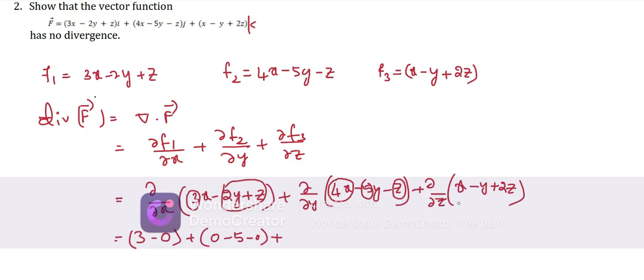Plus we have to differentiate with respect to z. So x and y are constant here, and 2 is also constant. So the differentiation of the constant x minus y is 0, plus 2 is constant, the differentiation of z with respect to itself is 1. So it is 3 minus 5 plus 2, which is equal to 0. So we can conclude that the divergence of f is 0, and hence the vector function f has no divergence.